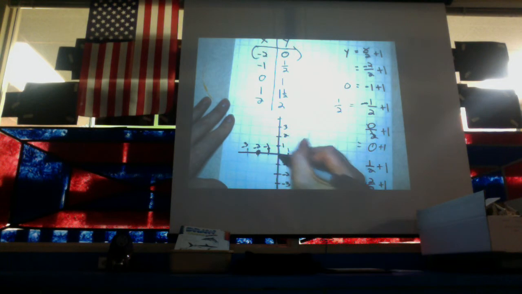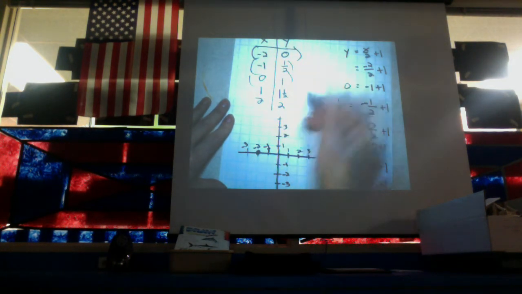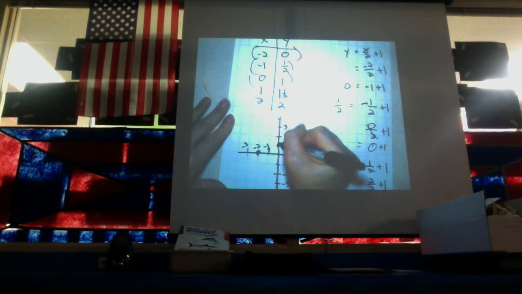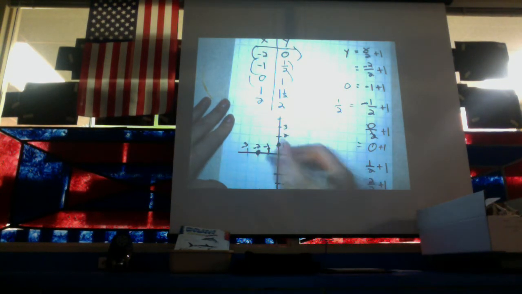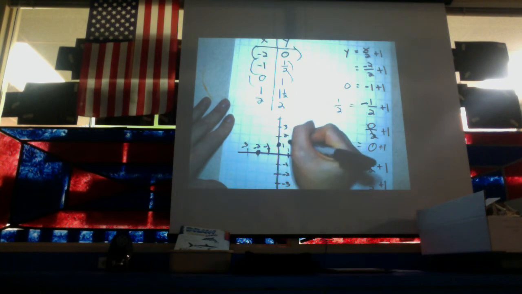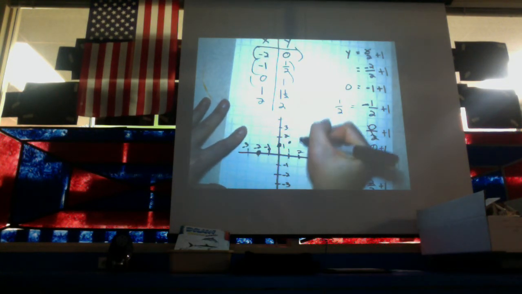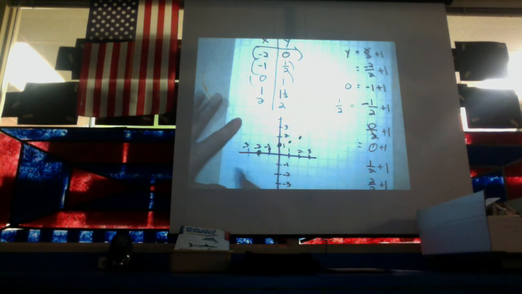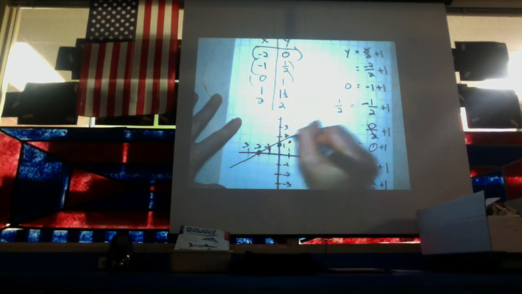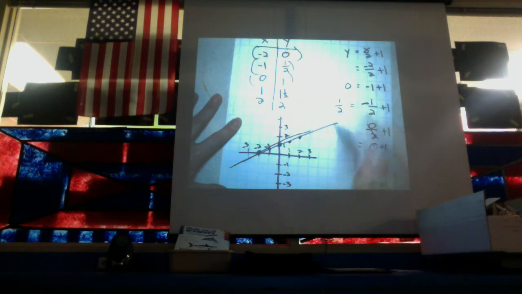My next point is 0 and 1. See, these are still ordered pairs, or coordinates. Next one, 1 and 1/2. That's halfway between the 1 and the 2. My next one is 2 and 2. That's right here. So go ahead and connect them. Oops, I didn't do a very good job connecting them. There we go.